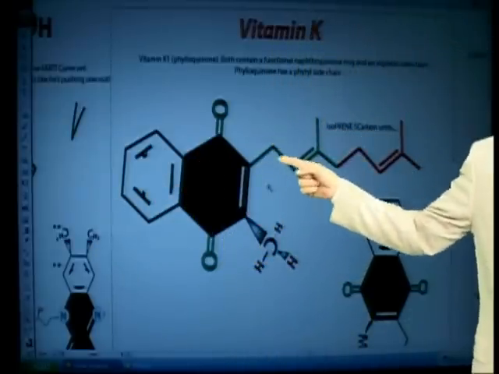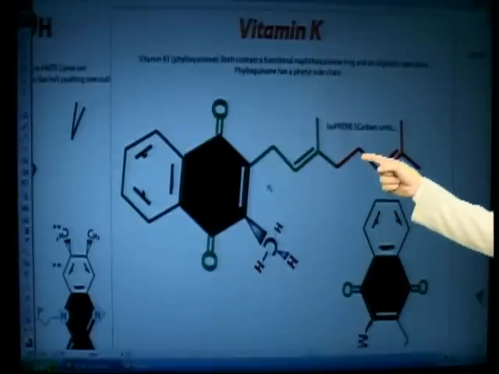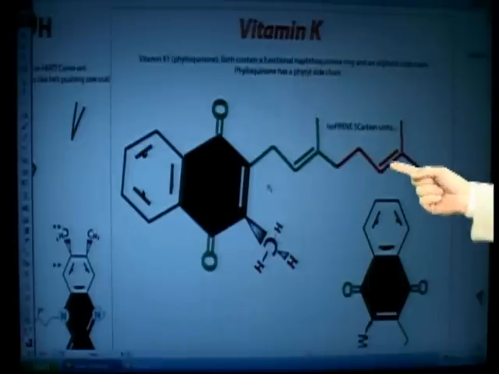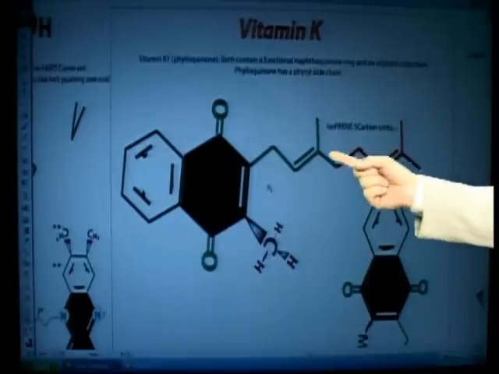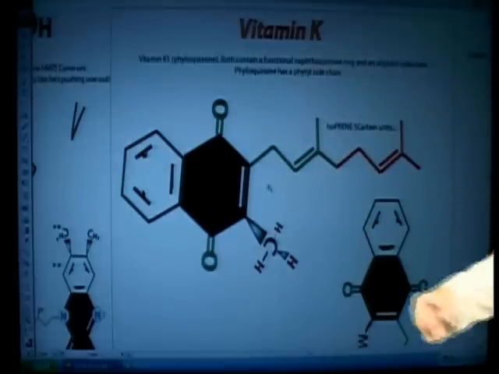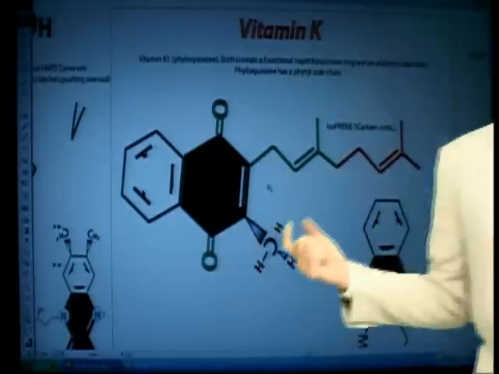So you've got 1, 2, 3, 4, 5. Start over. 1, 2, 3. This is the middle part of it. If you came in here, 1, 2, 3, 4, 5. One, two, three, four. Well, it was pieces of an isoprene anyway.